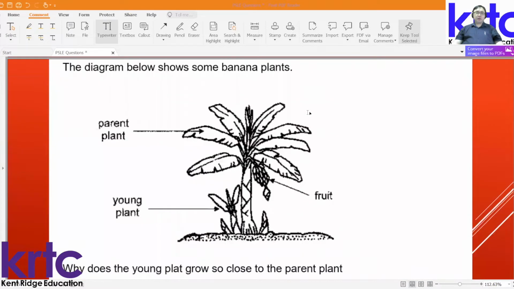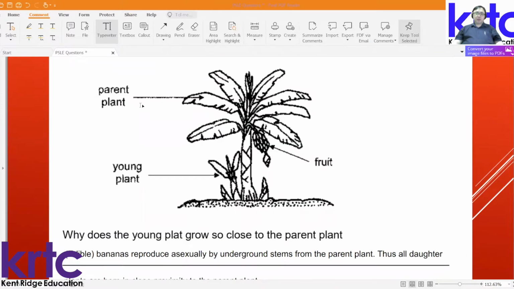So here we have the diagram that shows some banana plants. Here we can see that the parent plant and the young plants are all very close together. This is quite unnatural because most plants seek to disperse their seeds so that the young plants will be as far away from the parent plant as possible to reduce the drain on resources. If all of them are in a concentrated place, they're all essentially competing with each other for resources.